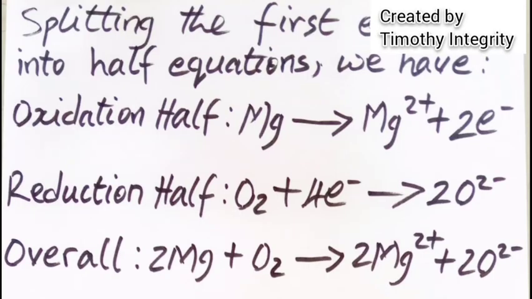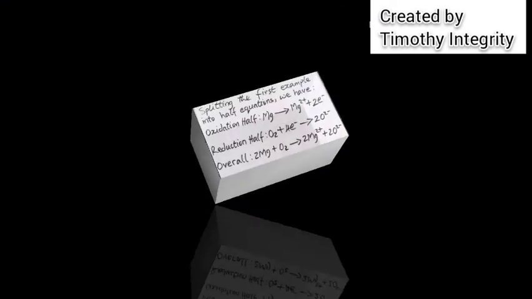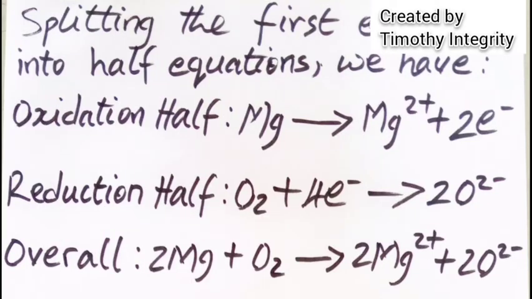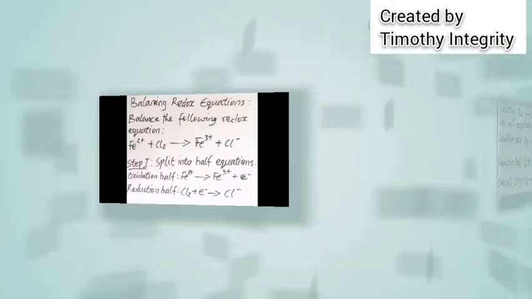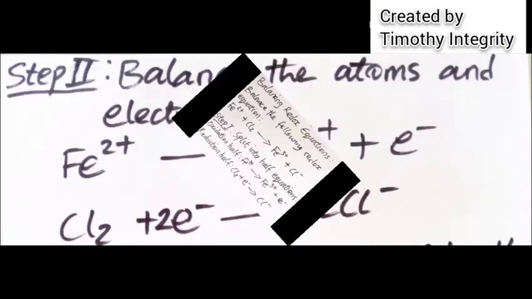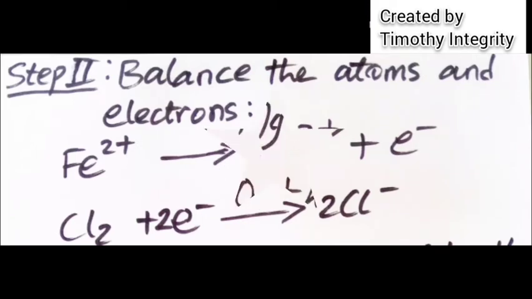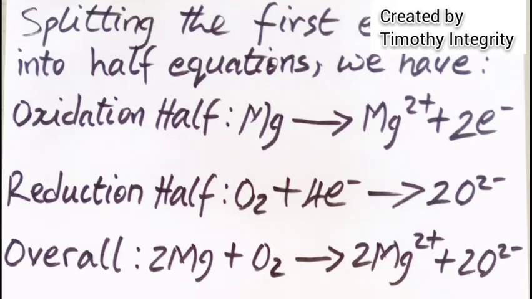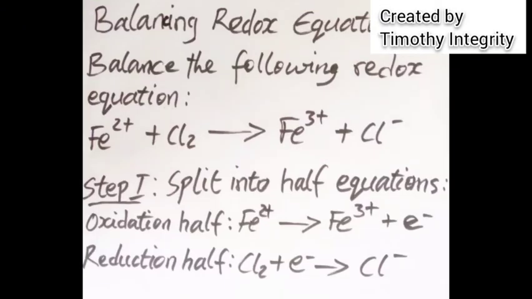Now we have that we can split these equations into half equations. Let's consider the first one, combustion of magnesium. You see the oxidation half showing change from magnesium to magnesium ion. It lost 2 electrons, okay? That is why we have the 2e there. You see the reduction half? Yes, the reduction half. Oxygen getting reduced. You now see the overall equation. That is very important.